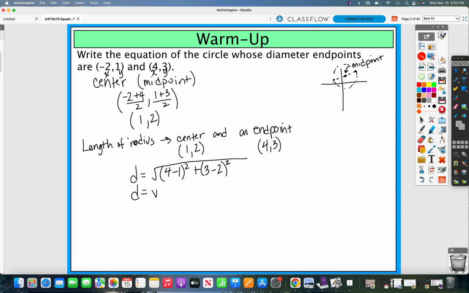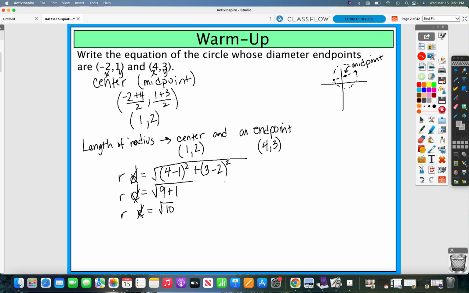So then you can put this right in your calculator. 4 minus 1 squared is going to be 9. 3 minus 2 squared is going to be 1. So I know that my radius is the square root of 10. Or, yeah, that's my distance. It says d for distance. Maybe I should use r for radius, but I'm using d because that is the distance formula.